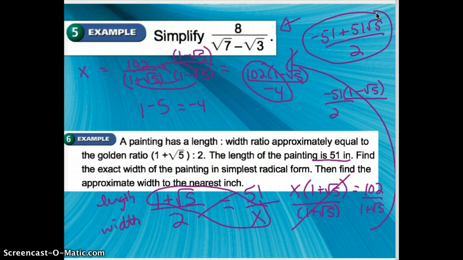Then, of course, it asked me to write it to the nearest inch too. So it's going to be negative 51 plus 51 root 5. I would highly recommend using a calculator for that. And then dividing it by 2. And I get about 31.5. It asked me to find it to the nearest inch, so I'm going to say about 32 inches. And I need to see if that seems reasonable. I think it does because it should be shorter than the length in this case because of the ratio. And 32 inches seems relatively reasonable. And of course I could double check it by actually plugging it into this proportion and make sure both sides match.